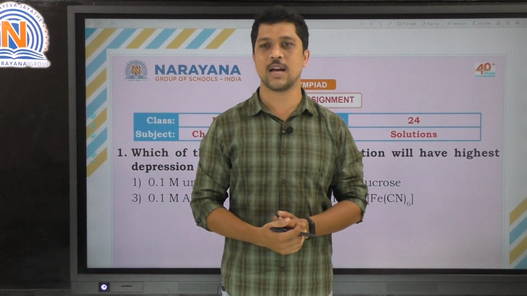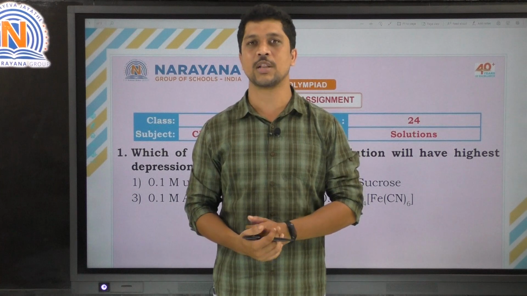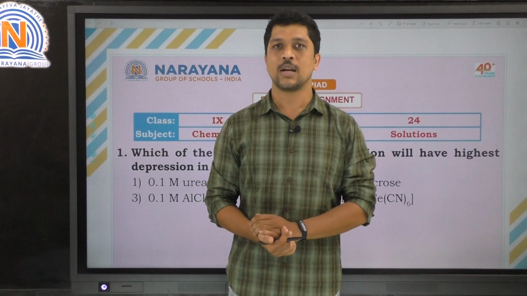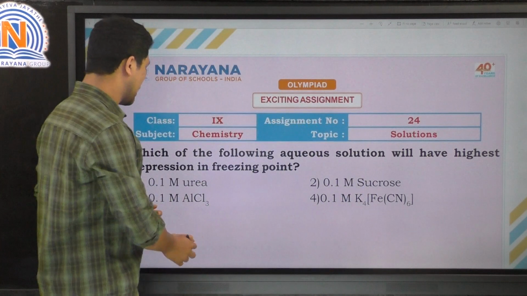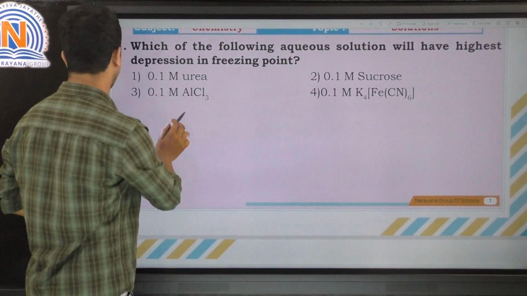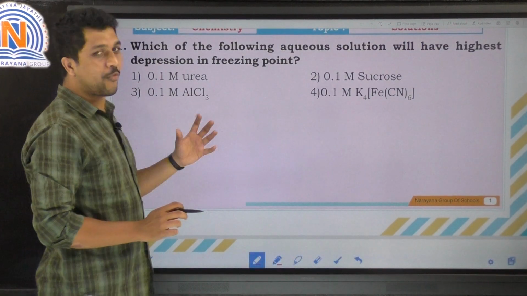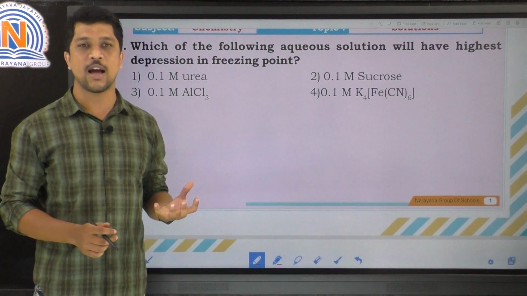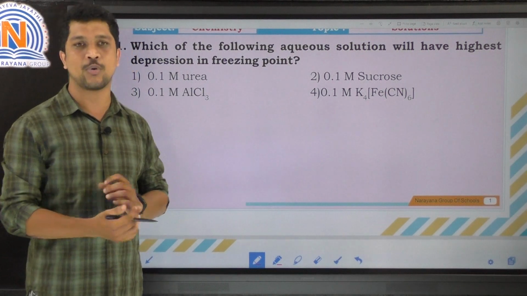Today we will be solving assignment number 24 on the topic solutions. So let's move on to the assignment. Here, the first question: which of the following aqueous solutions will have the highest depression in freezing point?